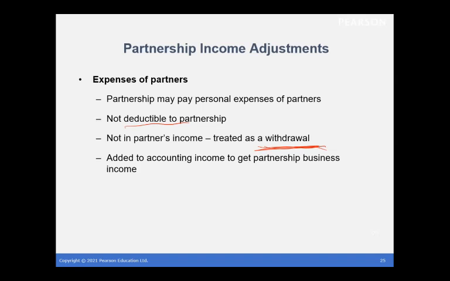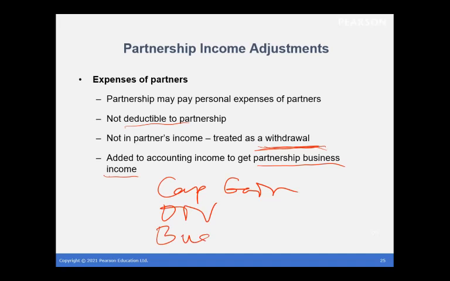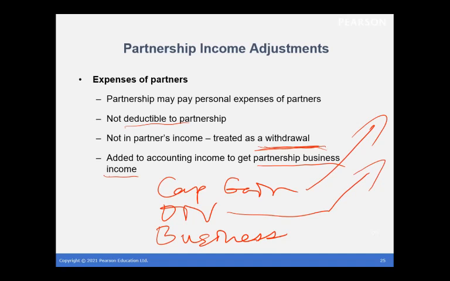And if it's been deducted from the financial statements, then we're going to add it back to get, again, to that partnership business income. So we're trying to separate out capital gains, dividends, and business income. Our reconciliation is to send capital gains away, send the dividends away, and make sure we have just business income so we can apply the rules as per the partnership agreement. How are we going to share that income?